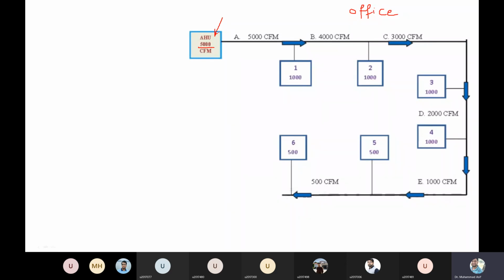How do we know that the FME building requires a 5000 flow rate of the conditioned air? How do we know that? Anyone? How do we know that this is the required conditioned air flow rate? So no one is there.